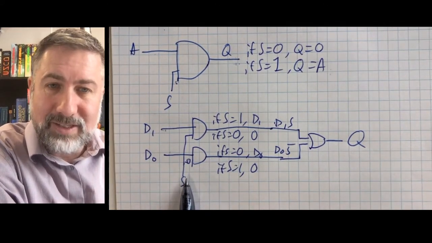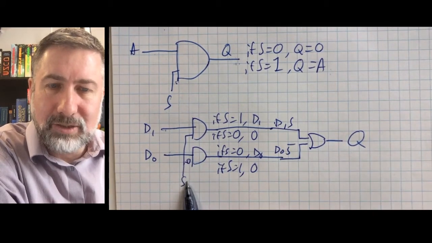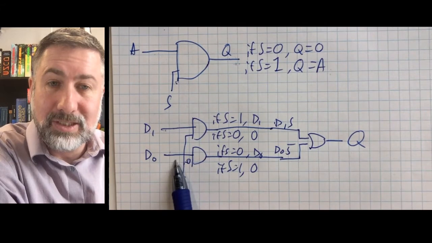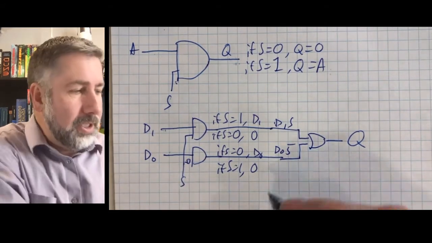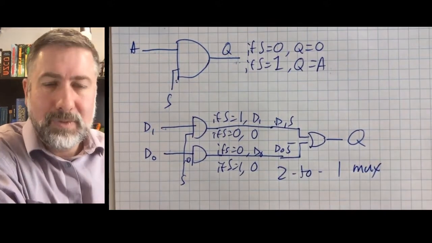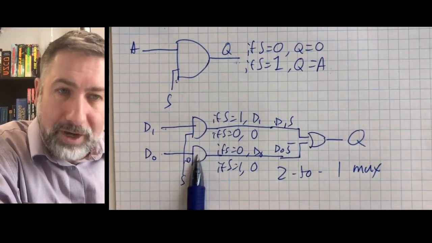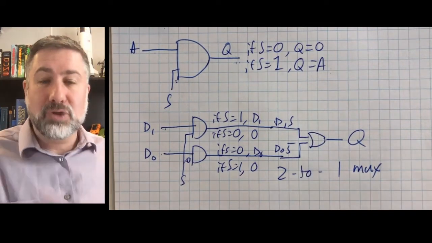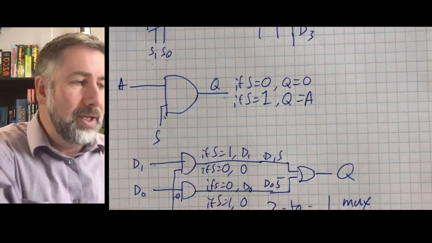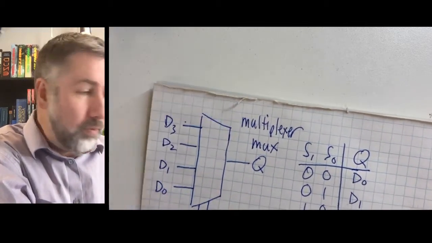If S is 1, then Q is going to be D1. If S is 0, then Q is going to be D0. So this is actually a 2-to-1 multiplexer because we're having 2 inputs coming in and we're selecting one of them. A multiplexer is always 2-1, by the way. This one up here is a 4-to-1. So let's build the circuit for this 4-to-1 multiplexer.